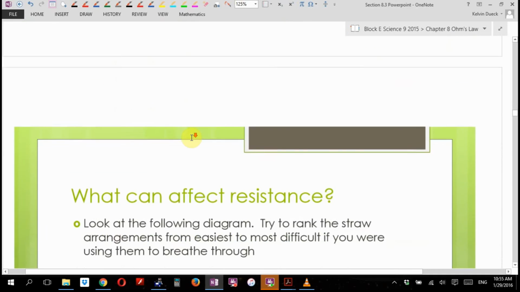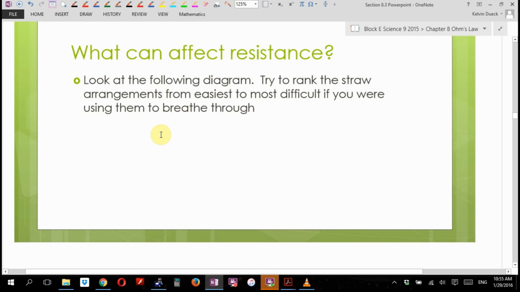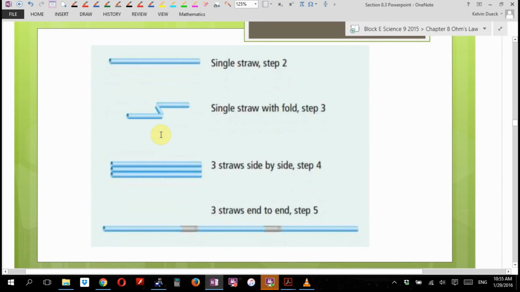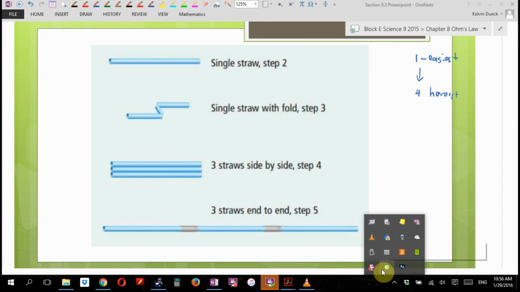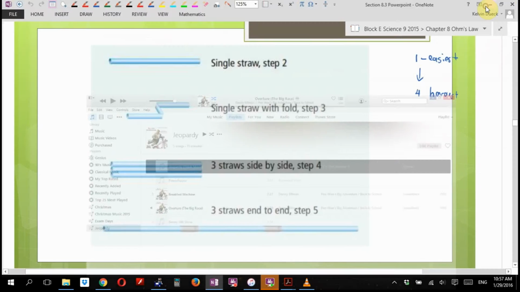What can affect resistance? I have a picture for you. It says, look at the following. Did I give you the pictures in your notes? I can't remember. I did. Look at the following diagram. I have some straw pictures. Try to rank the straw arrangements from easiest to most difficult if you were using them to breathe through. So here's what I'd like you to do on your own, just by guessing. Put a 1 next to the easiest, all the way down to put a 4 next to the hardest. Go with what you think the correct answer is. Oh, I got to stop this now, Mr. Duick. There we go. Too many songs going.